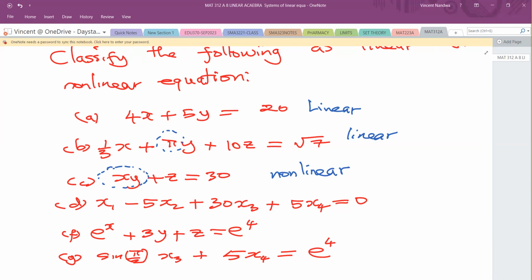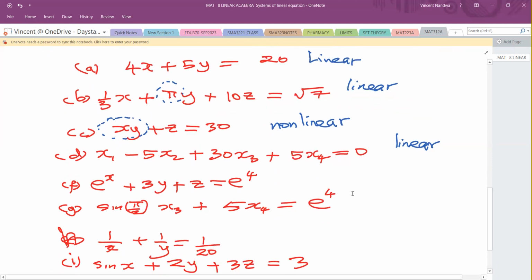And then D, that's obvious, okay? There's no problem there. And then E, because of which power? Yeah, e power x is what makes this nonlinear. The exponential function is a non-linear function. And remember, it is nonlinear because of this e power x, not e power 4. E power 4 is a real number, so there's no problem. Okay. Then G.